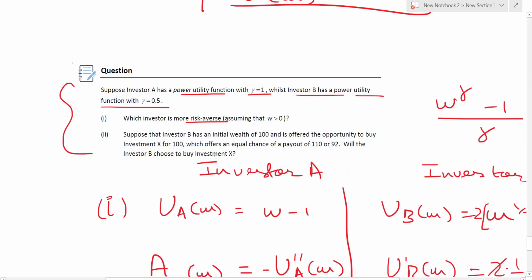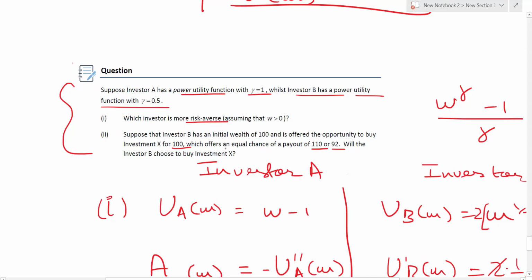Suppose investor B has an initial wealth of 100 and is offered an opportunity to buy an investment X for 100, which has an equal chance of payout of 110 or 92. Will the investor B choose to buy investment X? That is the question they're asking.